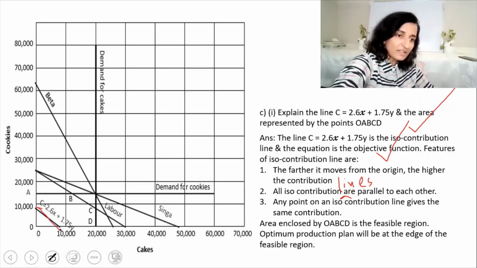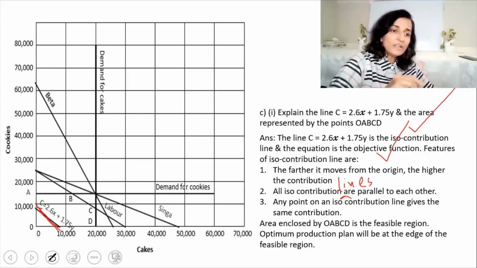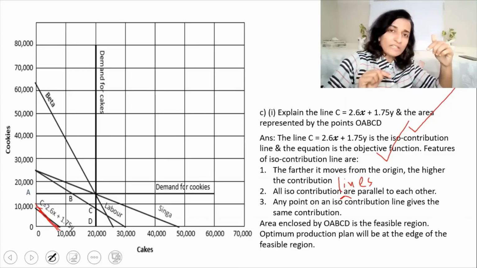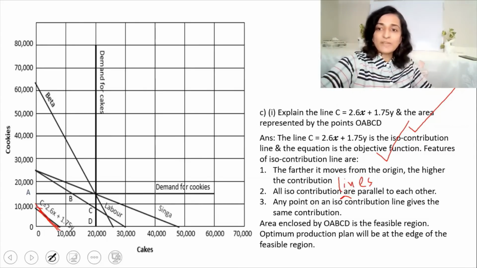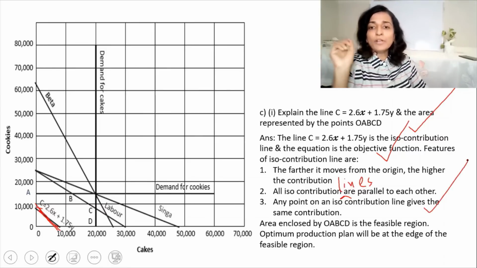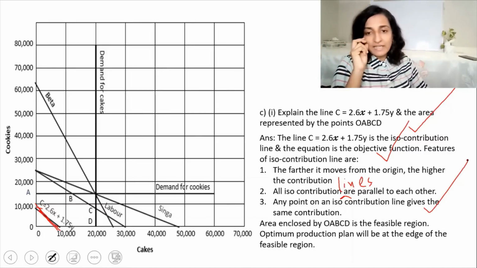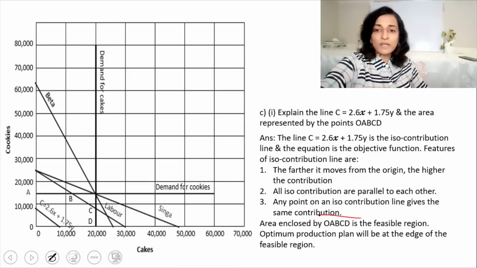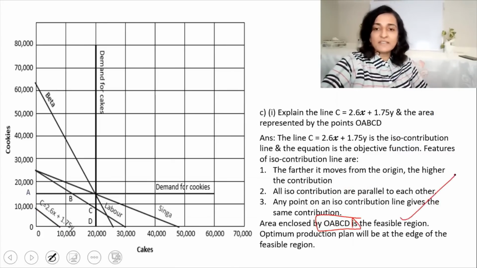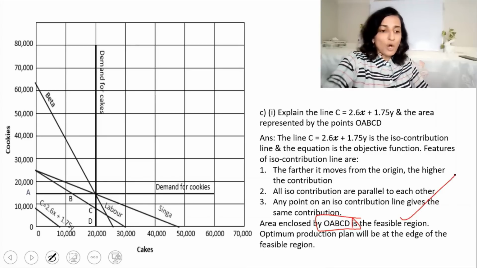That is, in this particular line, we know that in a particular linear equation, whatever point you take on the linear equation, it will give you the same answer. So that is what is mentioned in point 3. Any point on an iso contribution line gives the same contribution. And the area enclosed by OABCD is the feasible region. And optimum production plan will be at the edge of the feasible region.